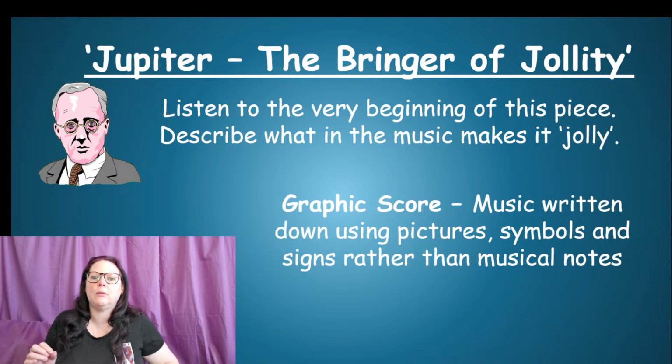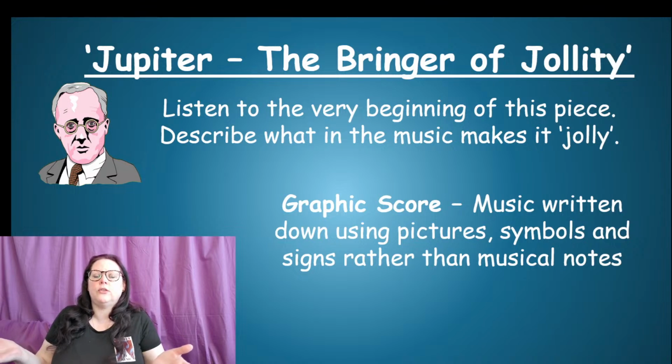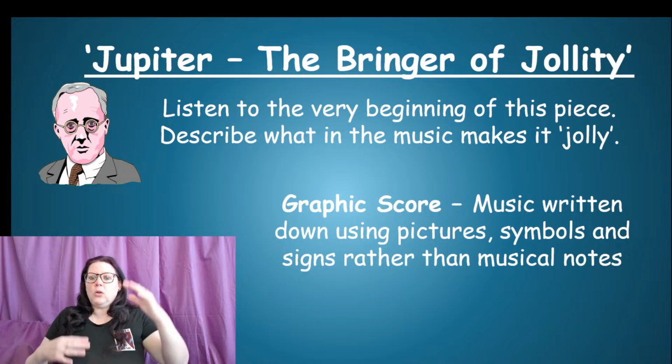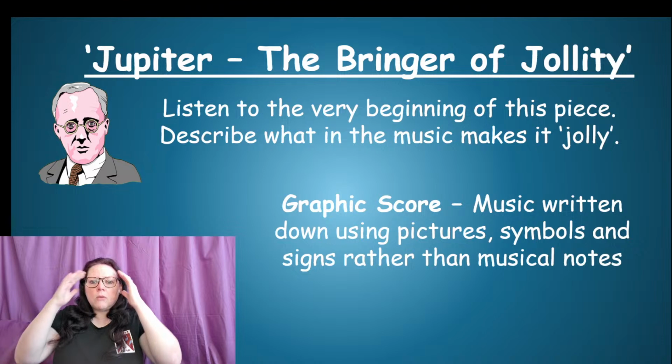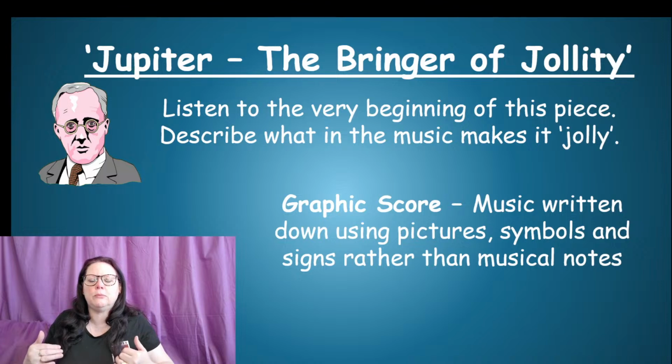We're going to have a think about something called a graphic score today. This piece of music lends itself to using a graphic score. And a graphic score is when you write music down using pictures and symbols rather than musical notes. If I presented to you a score, the musical notes written down for this piece of music, I would imagine that you would find that a bit daunting. You'd just see all of these different instruments playing, all listed, and all these notes written down. It would be like, oh my goodness, how am I supposed to read this? It would be maybe a bit overwhelming and a little bit too much.